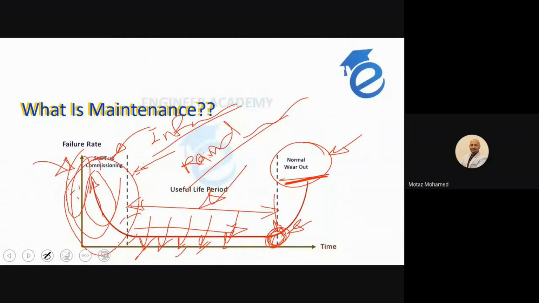You will have this high probability of failure in the infant mortality, and then you start working and monitoring until you get to the random failure period, with a low rate of failure. And after that, when the equipment completes its running hours to overhaul, you start the third stage, which is the wear out.